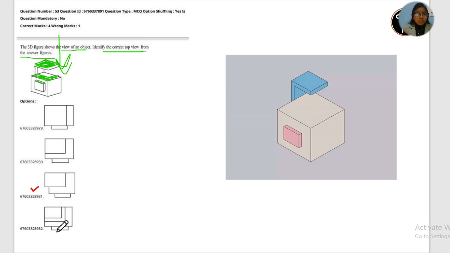Now look at the options given to you. 1, 2, 3, 4. Four surfaces is wrong. 3, 3, 3. Okay. But see, this is somewhat out of this box. So this will be correct. But in option number B, it is all on the same line. So A and B are wrong.